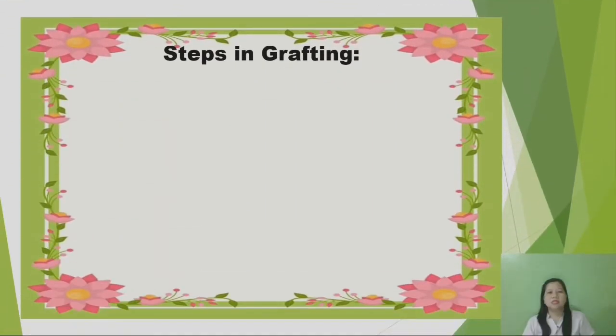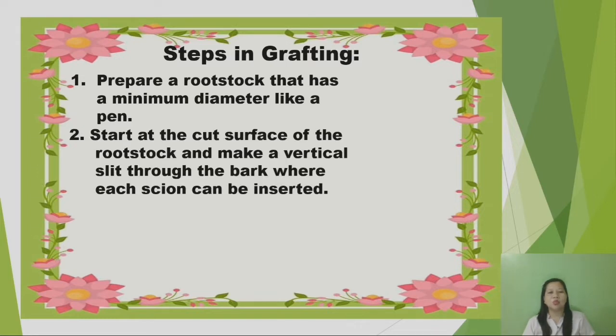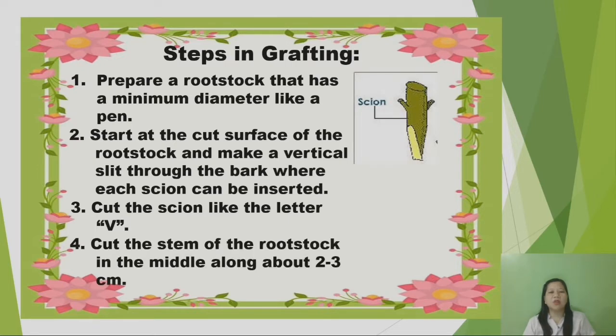The steps in grafting are the following. 1. Prepare a rootstock that has a minimum diameter like a pen. 2. Start at the cut surface of the rootstock and make a vertical slit through the bark where the scion can be inserted. 3. Cut the scion like the letter V. 4. Cut the stem of the rootstock in the middle, about 2 to 3 cm.